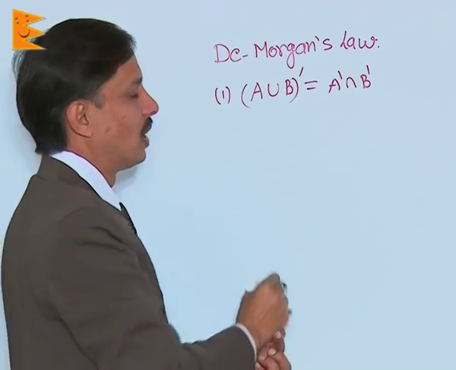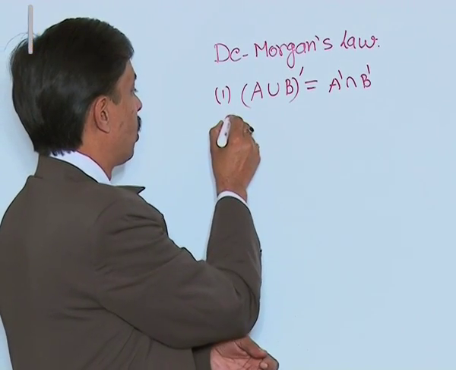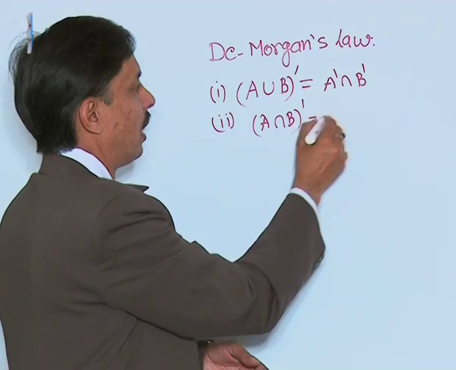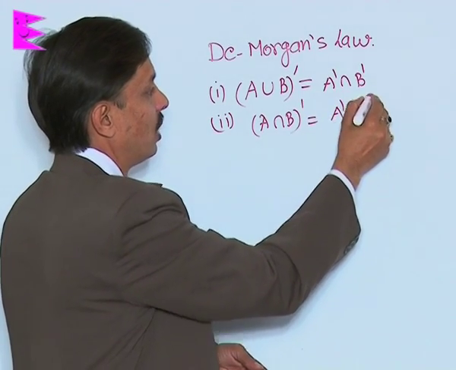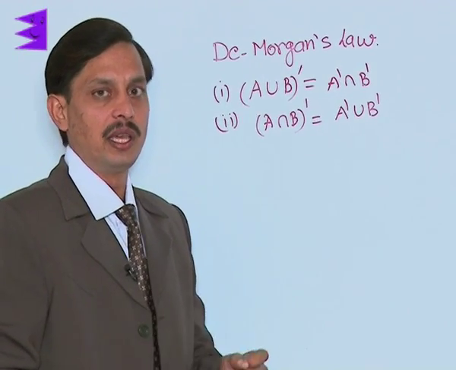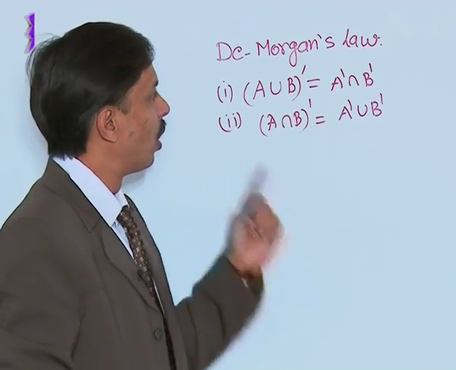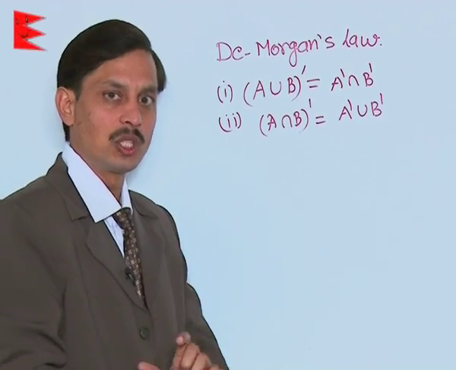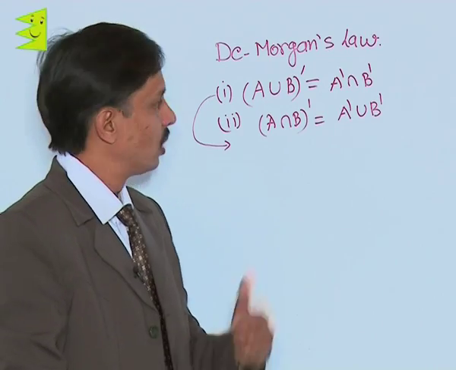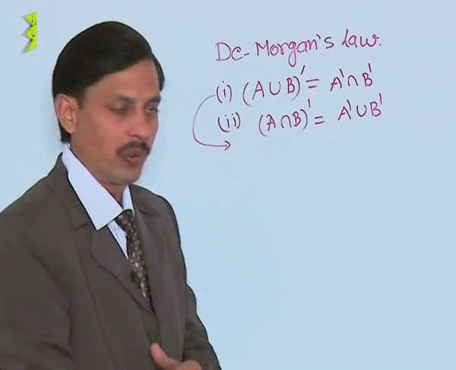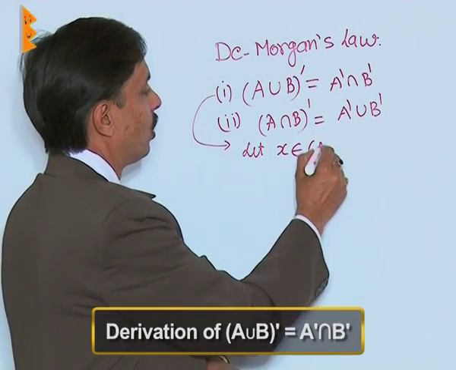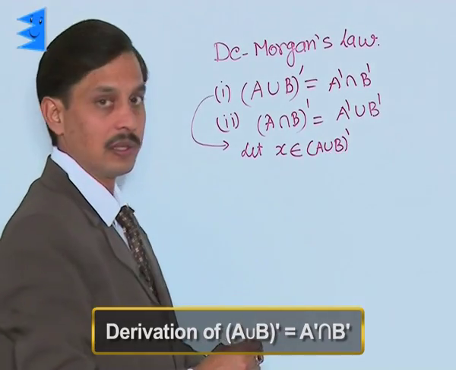This is the first part of De Morgan's law, and the second part is: A intersection B's complement is equal to A complement union B complement. We can give its general proof by taking an arbitrary element belonging to the left hand side. Let me tell you the proof of the first part. Let X be any element belonging to (A union B) complement.